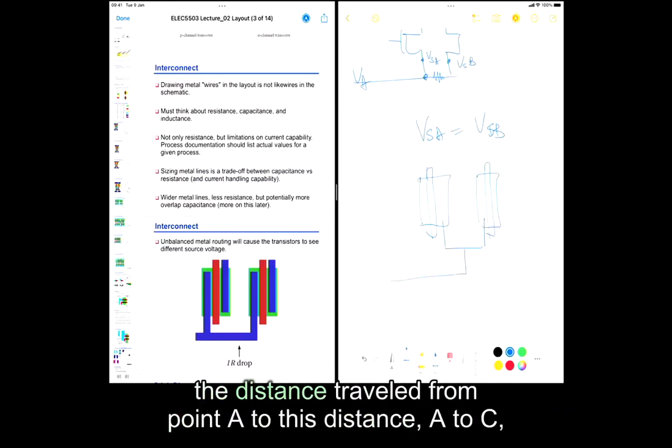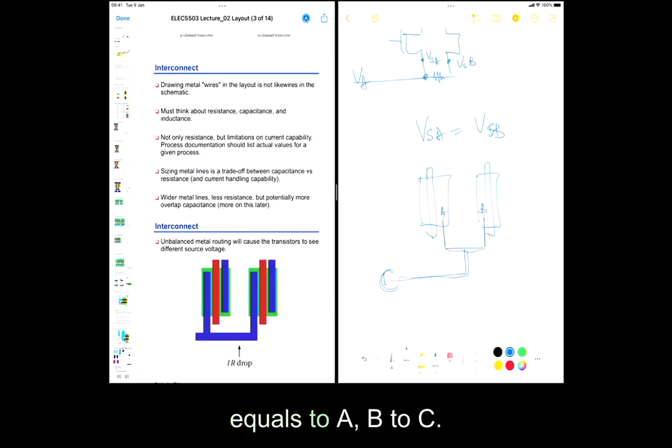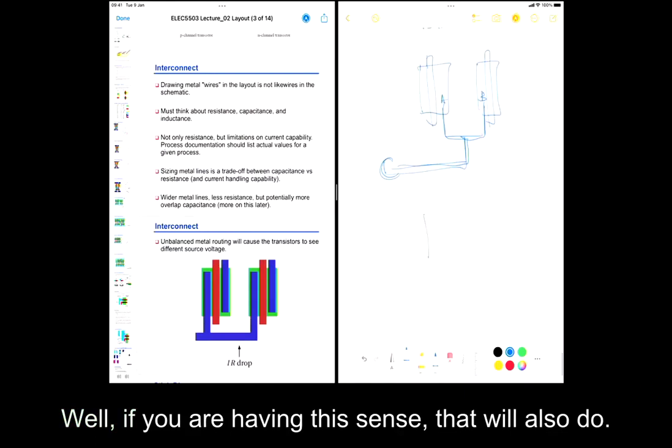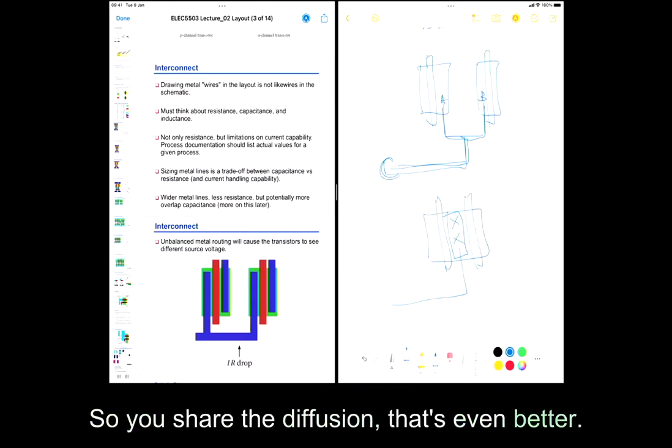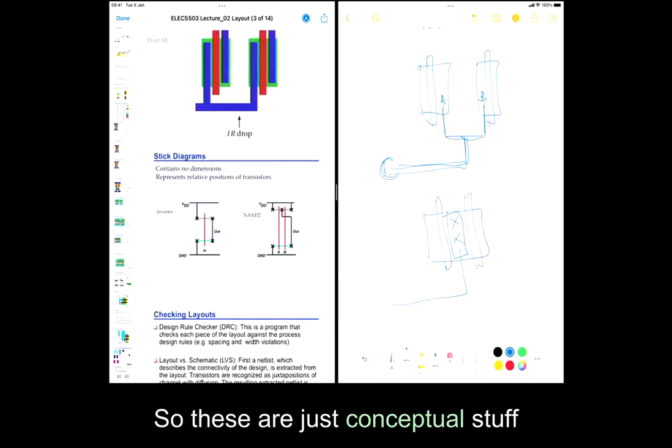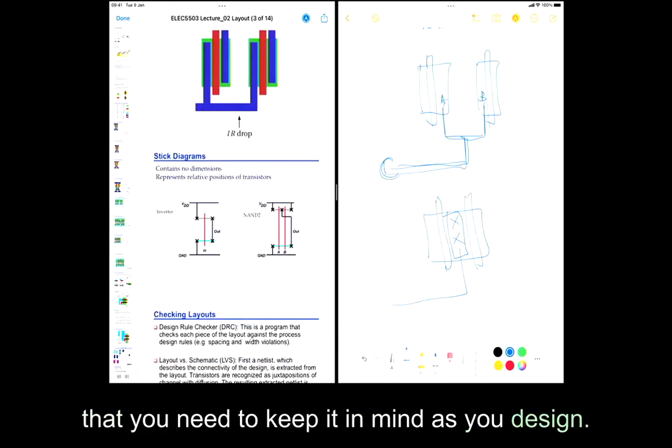To make sure the distance traveled from A to C equals B to C, okay? And if you are having this sense, that will also do. You share the diffusion because they are essentially one node. So you share the diffusion, that's even better. All right, so these are just conceptual things that you need to keep in mind as you design.